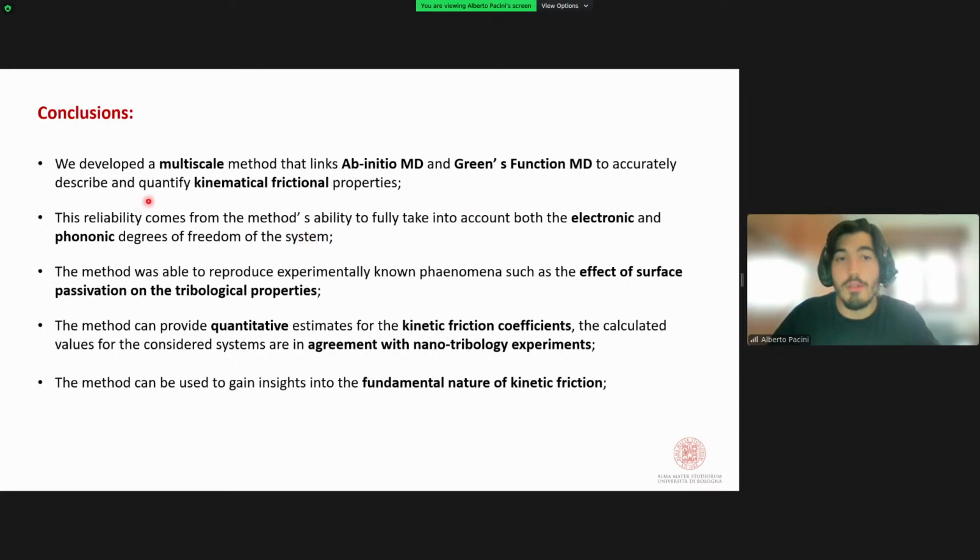So in conclusion, we developed a multi-scale method which links ab initio and Green's function molecular dynamics, which takes into account both electronic and phononic degrees of freedom. And this gave us the possibility to obtain quantitative estimates of kinetic friction coefficients, which are in agreement with experiments, and also describes known tribological phenomena like the effect of surface passivation and graphitization, and also to gain insight into the fundamental nature of friction.